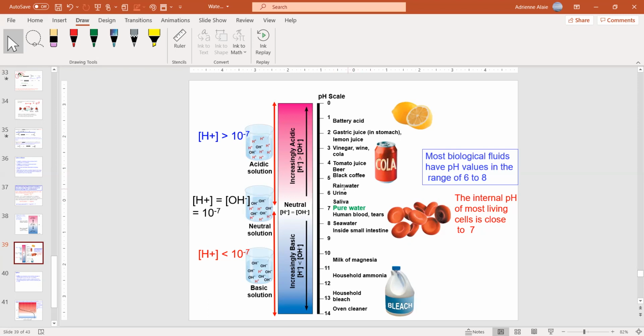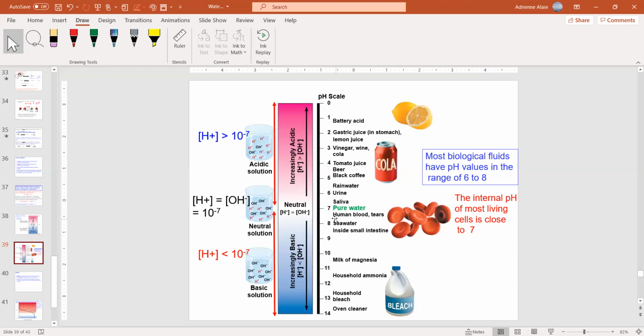Urine shouldn't sit at 6, because your urine pH can change based on your diet. So I just threw here, most biological fluids have pH ranges in the range of 6 to 8. So they hover around the neutral pH of 7, going 6 to 8, of course, except for gastric juice, and there are certain other little compartments we have in our cells that are more acidic. They point out here the internal pH of most living cells is close to 7.